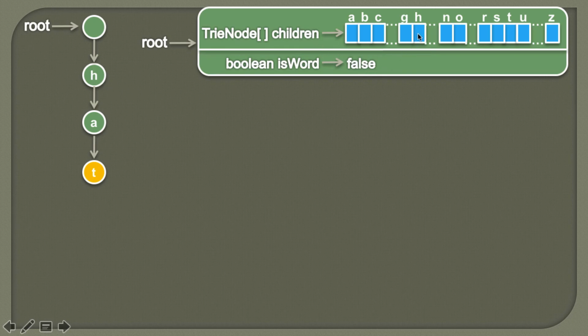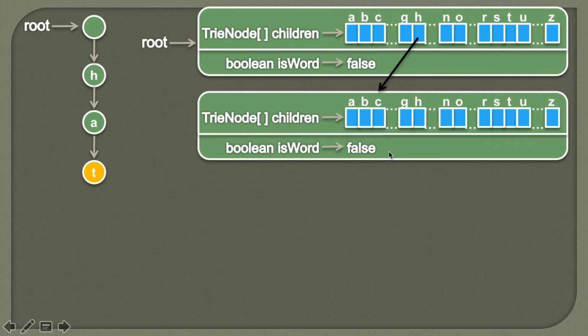We see that its value is null. So then we create a trie node like this, and then we simply refer its value into this index. Moving ahead, let's say we want to store a.